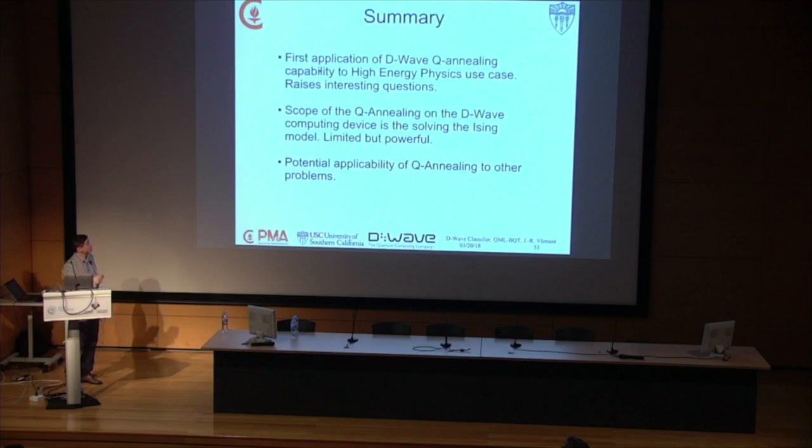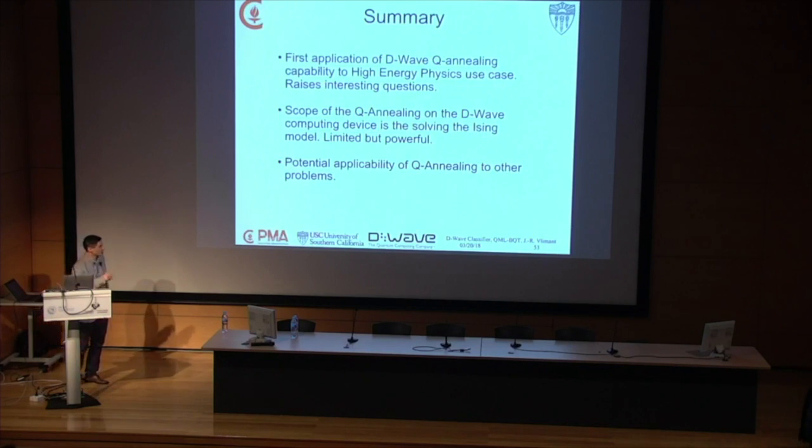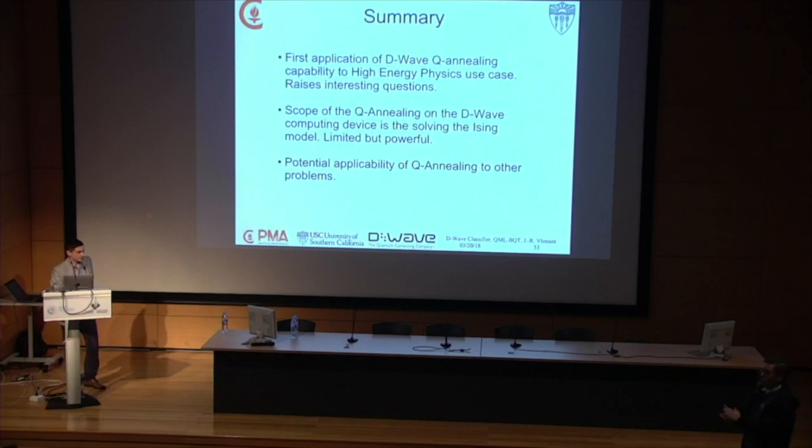And with this, I will just end. This is an exploration paper on the first application of D-Wave quantum annealing to a high energy physics use case. This raises interesting questions more than it answers. The scope of quantum annealing as a computing device for solving the Ising model is limited but powerful, I think, for many problems. And within the field of high energy physics, I've removed some of those, but maybe we can discuss offline. There is potential applicability of quantum annealing to other problems that will have high impact in the field. So thank you.